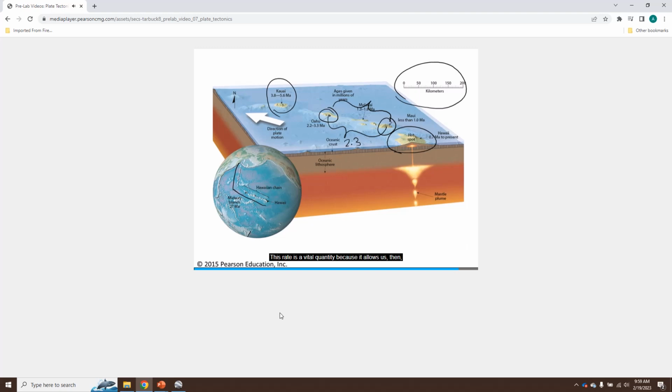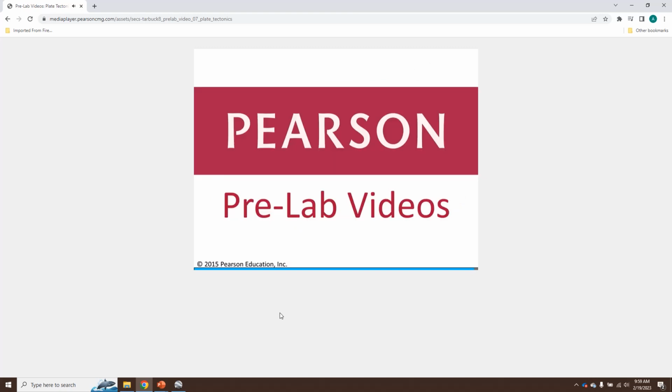This rate is a vital quantity because it allows us then to figure out how old a given ocean basin is. If you know how quickly, say, the North Atlantic is opening, then you can measure the distance across the Atlantic from the edge of the North American continental shelf to the edge of the Northwest African continental shelf and divide it by that rate, and you can end up getting the age of the Atlantic Ocean. It's a pretty powerful thing to be able to do. Now that you are empowered with these new abilities, it's time to go and work on lab. Good luck!